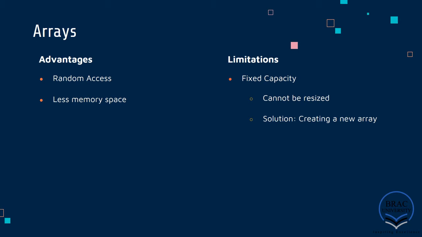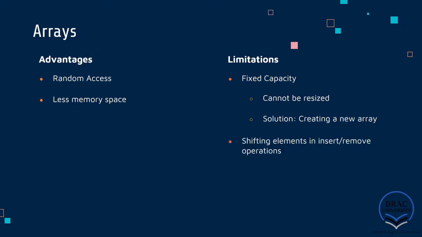So the solution will be creating a new array of size 10, and from the previous array we have to copy those 5 elements. Then the rest of the new array will have space for the new data. So this solution is not a very good solution. This is a limitation of using a fixed size data container.